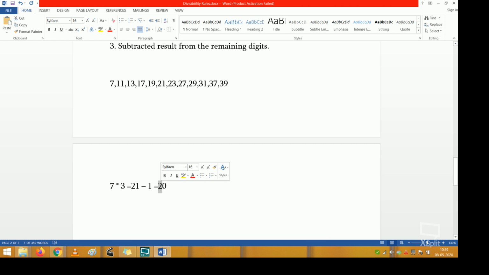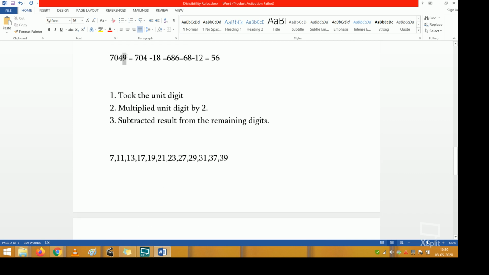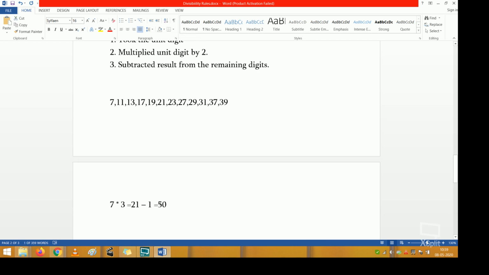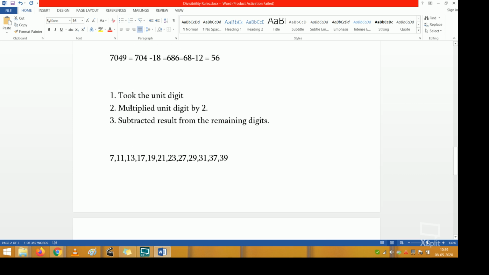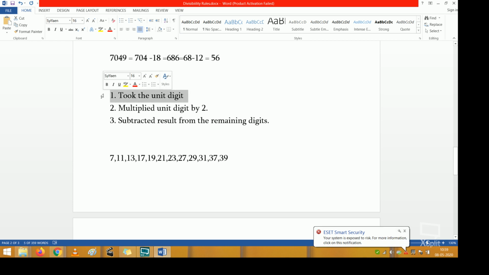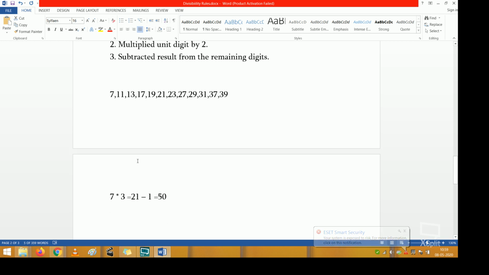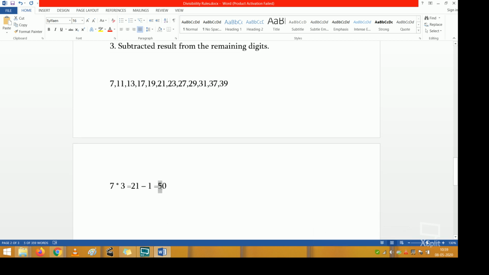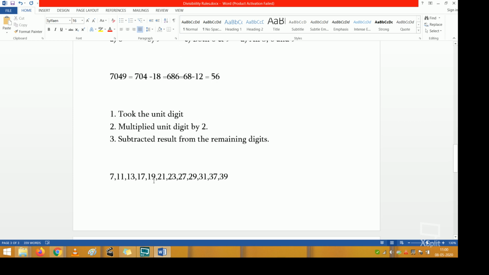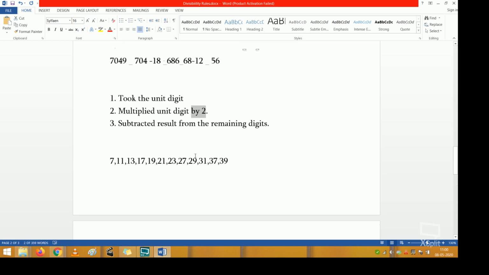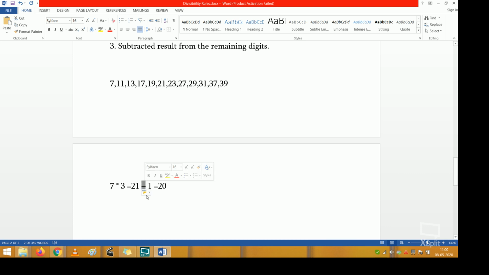Had we had 50, then whatever number you are taking here, you should multiply it by 5. Because we have 5, whatever number is the result of the first step is multiplied by the number that is present here. So here it is 2, so you are multiplying by 2. Then you take this sign. Sometimes it will be plus, sometimes it will be minus.